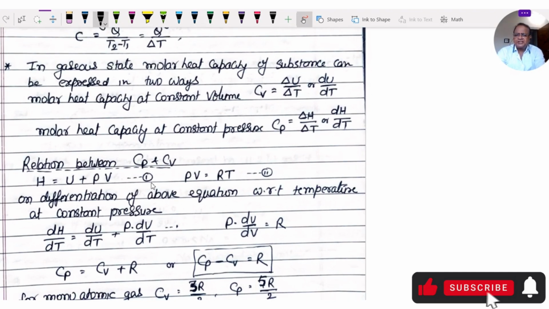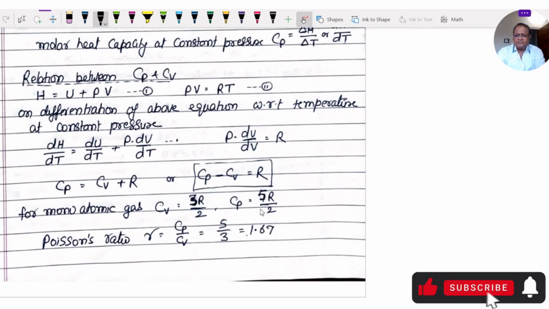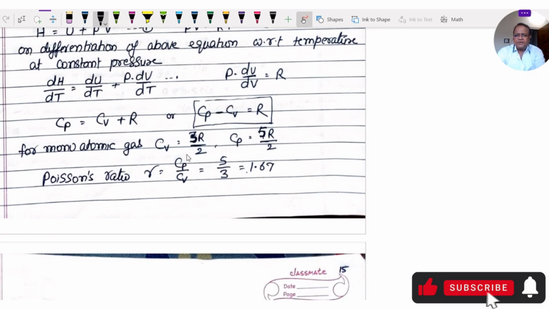H equal to U plus PV and PV equal to RT. Both equations are differentiated with respect to temperature at constant pressure. dH by dT equals dU by dT plus P dV by dT, and P is constant, so P dV by dT equal to R. So dH by dT equal to Cp, dU by dT equal to Cv, and P dV by dT equal to R, so Cp minus Cv equal to R.